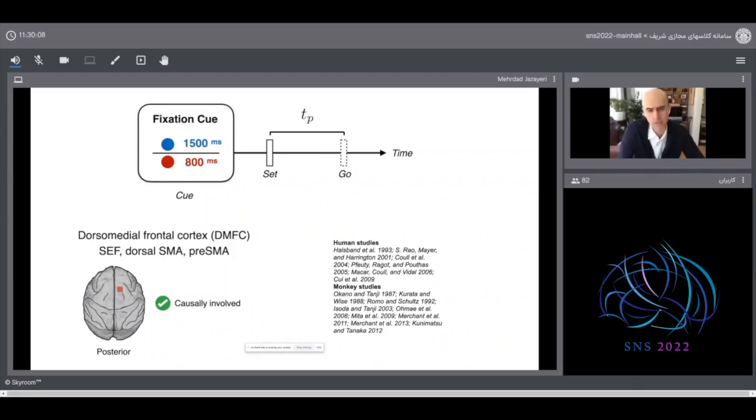And of course, this was built on a large body of work that I have cited on the right. Many people had already suggested that the dorsomedial frontal cortex is implicated in interval timing, and that's actually how we chose this particular area to record from.